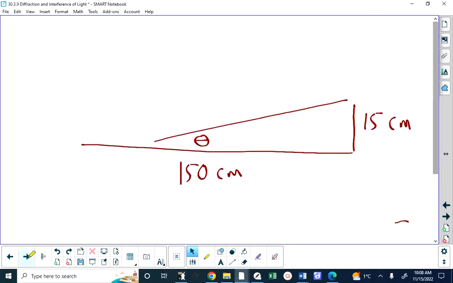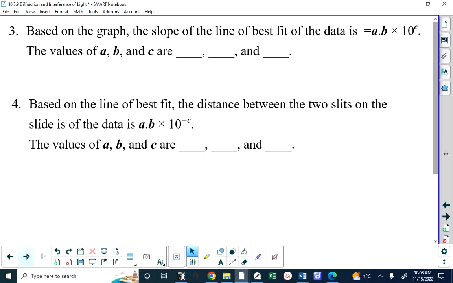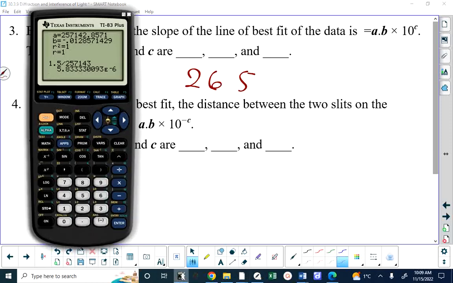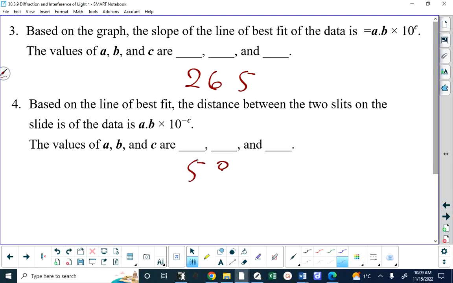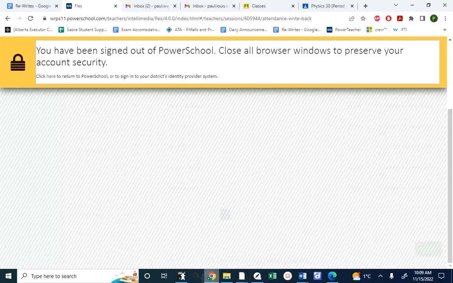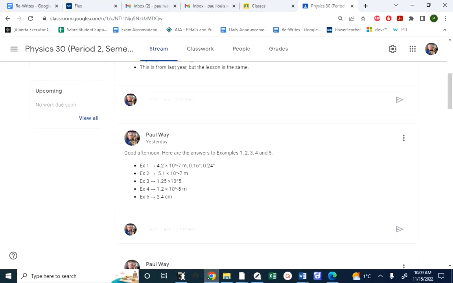And by the way, how we enter these: this was 2.6 times 10 to the 5, so you would enter 265. We got here 5.8 times 10 to the negative 6, so you would enter 586. I'm not sure what I did in our Google Classroom when I posted these answers.